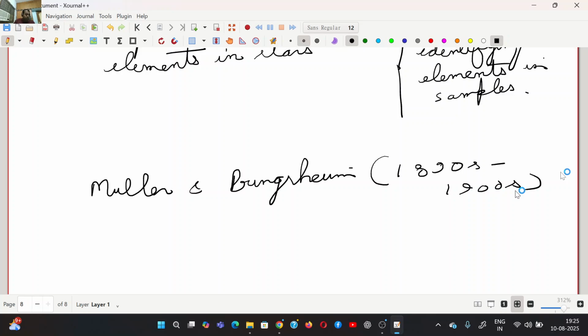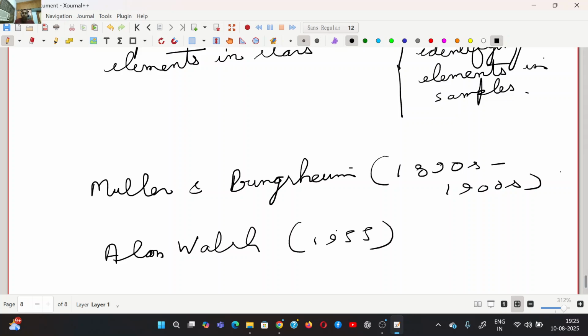Later confirmed by Foucault, or earlier confirmed by Foucault. Foucault was 1816, and they came after Foucault. Their work laid the groundwork for understanding line spectra. In laboratory settings, they studied spectral line absorption and emission. So these are some other important names. And there is another person, a bit later, Alan Walsh, in 1955.